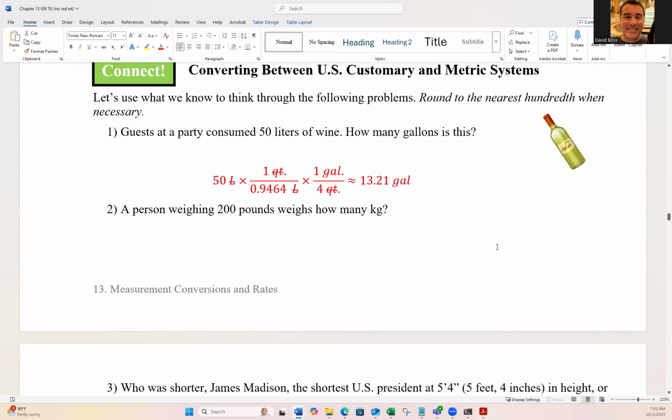Okay, pounds to kilograms. I believe this is a direct conversion. Yeah, so 200 pounds times 0.4536 kilograms over 1 pound. Pounds cancel out. So 200 times 0.4536 kilograms equals 90.72 kilograms. So about 91 kilograms.